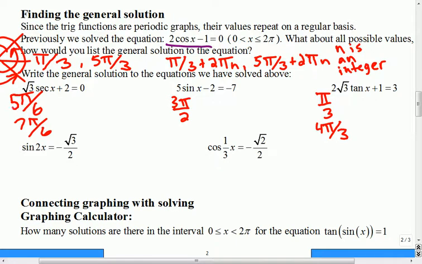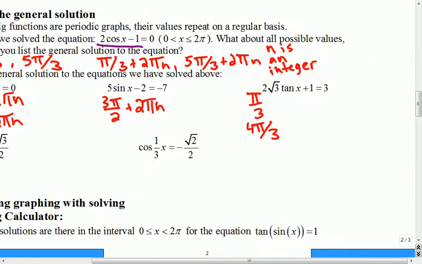So this time, what we're trying to figure out is how often it repeats. So in this case, the secant graph repeats every 2 pi. Okay, so it'll be plus 2 pi n and 2 pi n here. In this graph, the sine repeats every 2 pi, so it'd be plus 2 pi n. And then finally, pi over 3, 4 pi over 3. The tangent has a period of pi. So we could write it down like this.